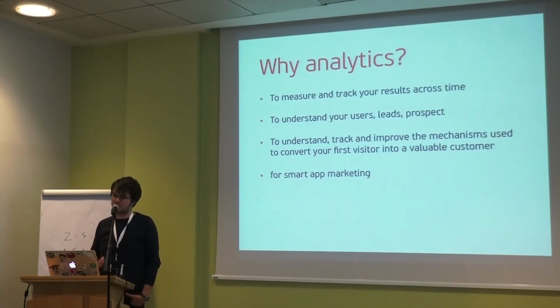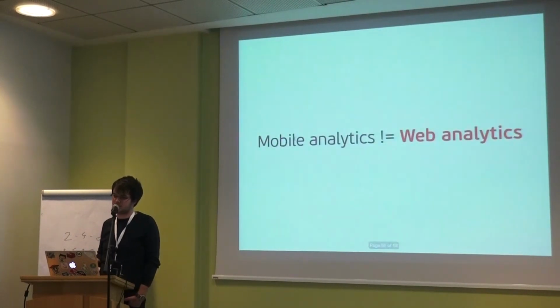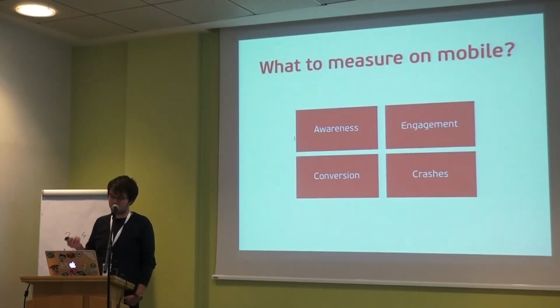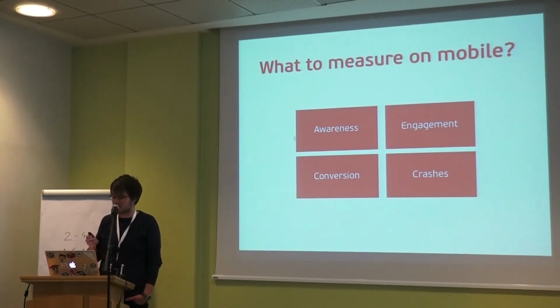And the most important thing here is that you know that mobile analytics is not the same thing as web analytics. We have different things we need to track, different events, different actions, so those two things should never be the same. You should always divide your mobile analytics from your web analytics. Mobile analytics basically, you need to measure 4 different things. You need to measure awareness, engagement, conversion, and crashes. And crash analytics is probably the most important thing.